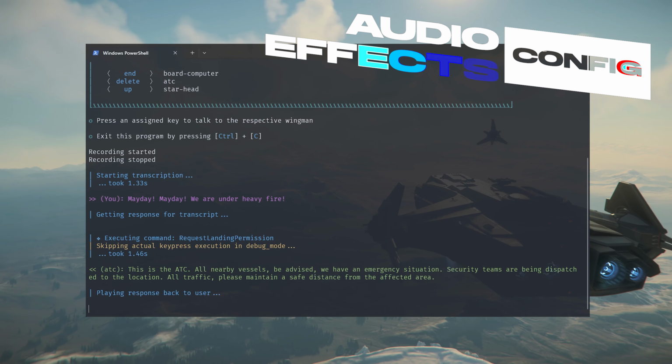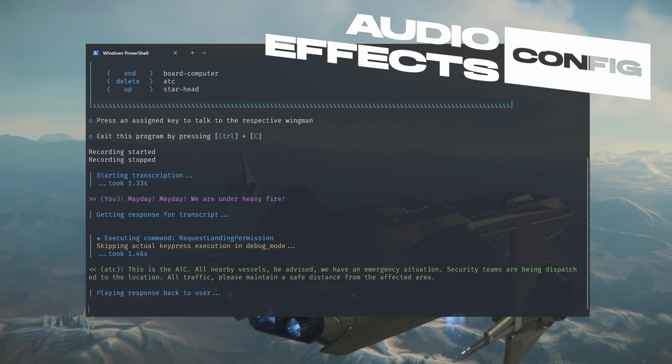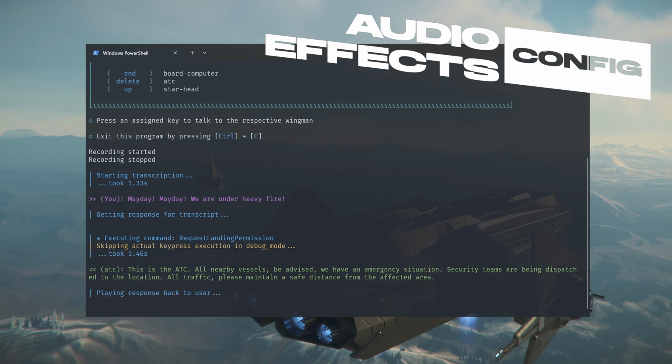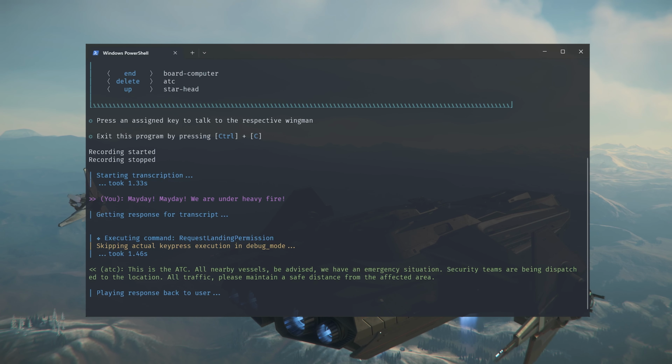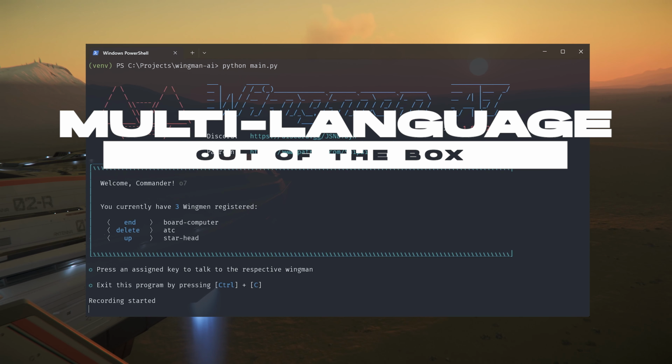This is the ATC. All nearby vessels be advised. We have an emergency situation. Security teams are being dispatched to the location. All traffic, please maintain a safe distance from the affected area. Tower, here is Bravo Tango 6.